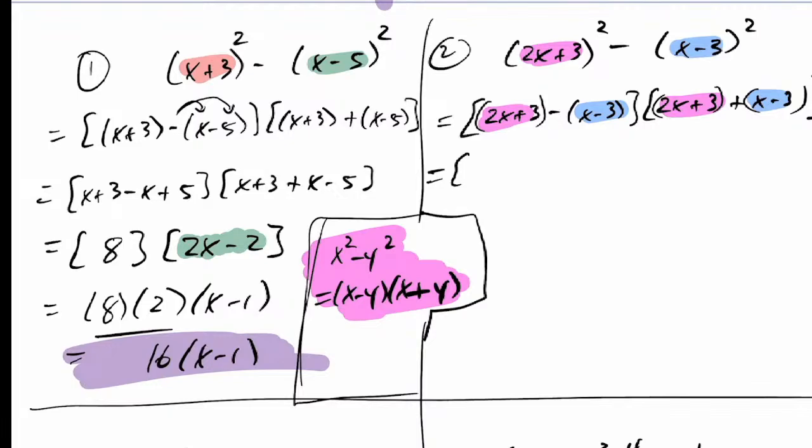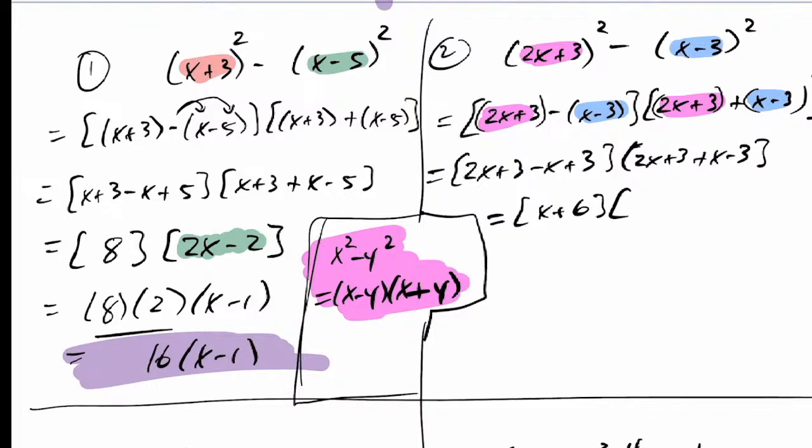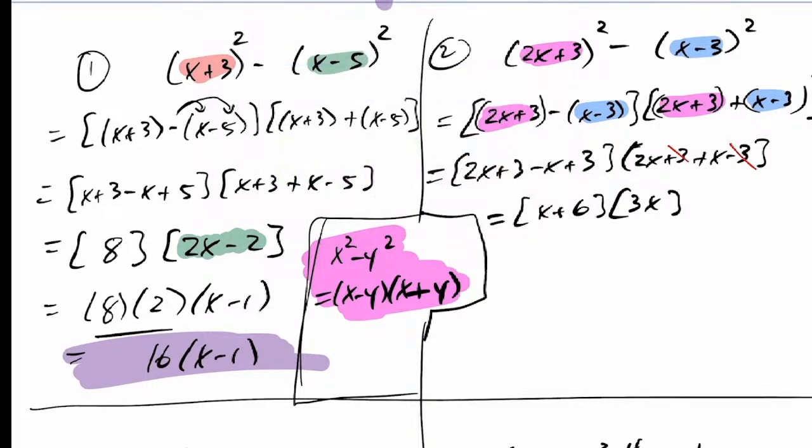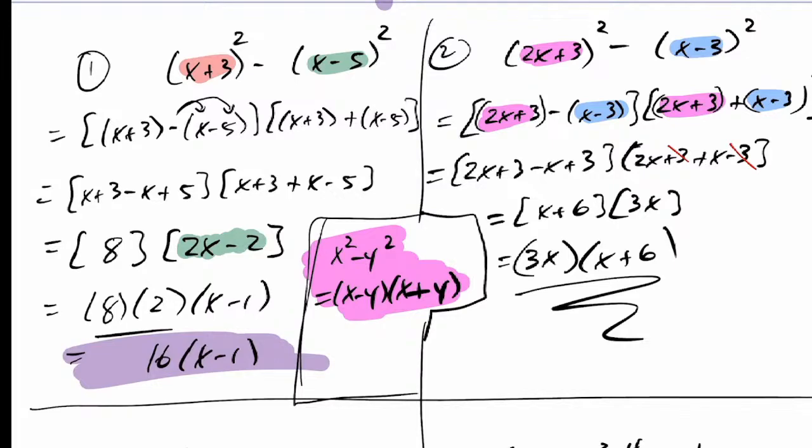So this becomes 2x plus 3 minus x plus 3 times 2x plus 3 plus x minus 3. And I'm getting here, oops. This reduces to become x plus 6. And here I get 3x. So I got 3x, the 3's cancel this time. On this one, the 3's cancel. So, I mean, that's about it. If you want, you can rewrite it as 3x times x plus 6, but it's the same answer as before.